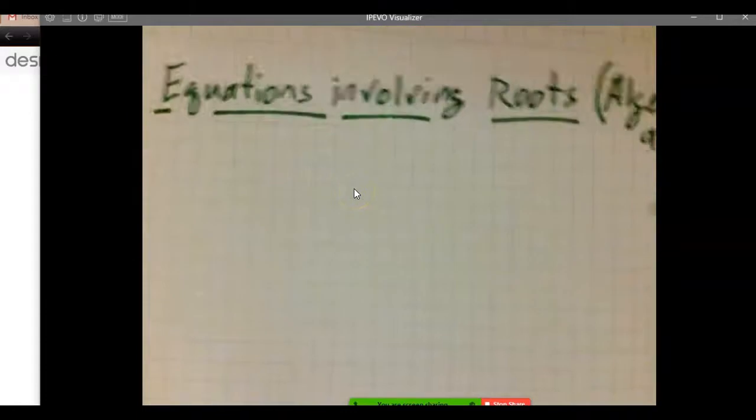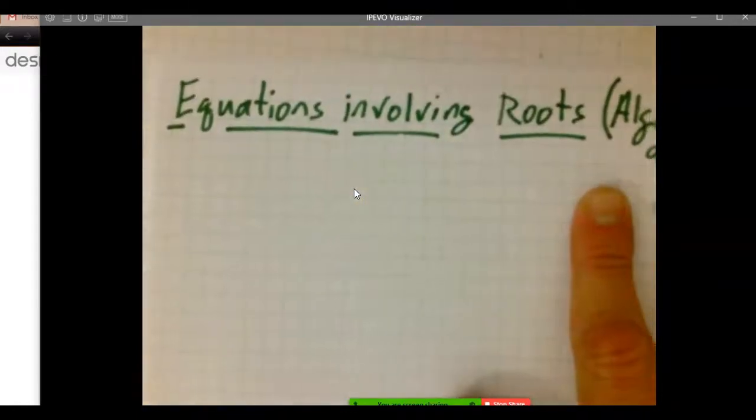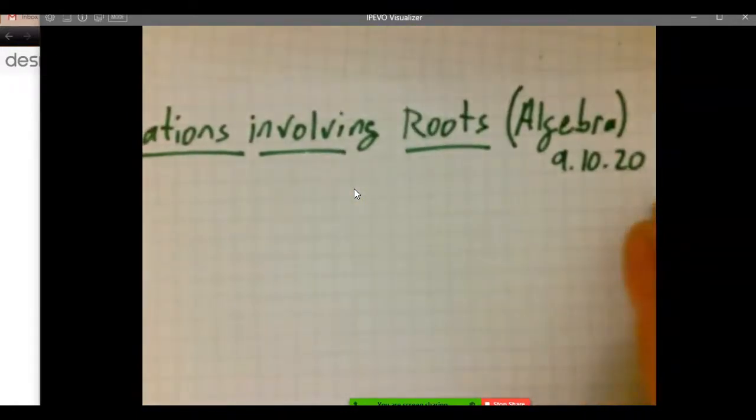So now we're in our notes, right? And I just made this equations involving roots, or you can really just put like root work or whatever you want to say.